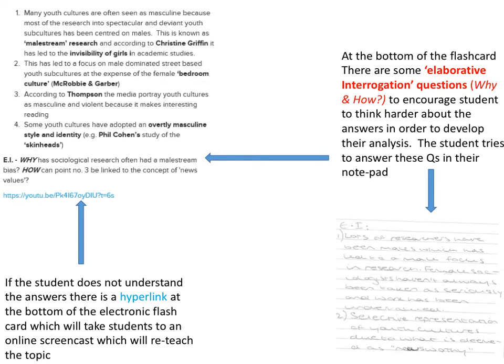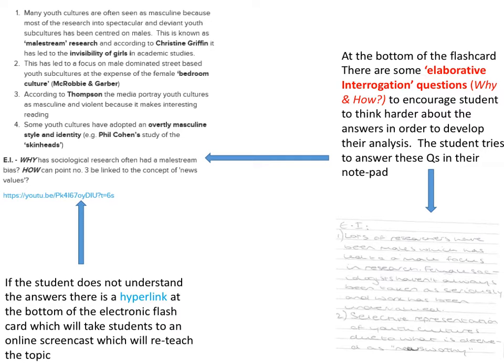Now, one of the problems sometimes with the way in which students use flashcards is they will sometimes memorise the answers without really thinking about the answers and without really analysing or truly understanding the answers. So you can see that what I've added to the bottom of the answer side of the flashcard over here, I've added some elaborative interrogation questions. These are why and how questions that involve the learner looking for explanations for facts and thinking harder about the material that they're trying to learn.